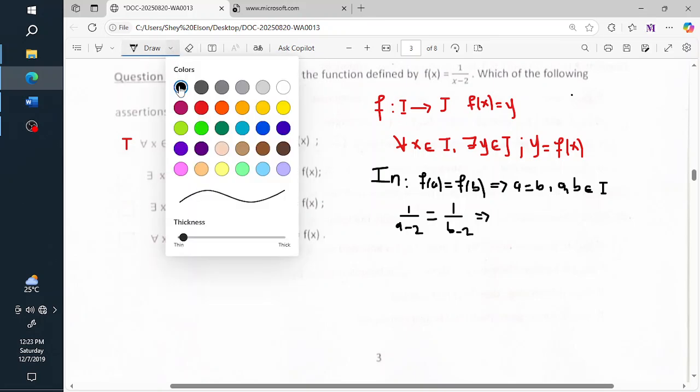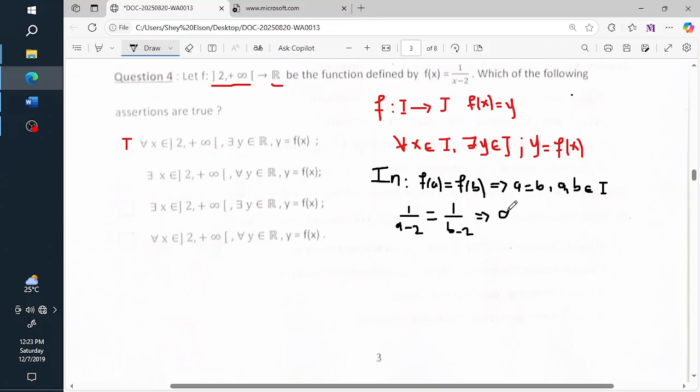So there's no need to write again. If a minus 2 is equal to b minus 2, it means that a is equal to b. So this function is injective. Now, injective means one to one, which means that any element in the domain will be related to another element in the codomain.